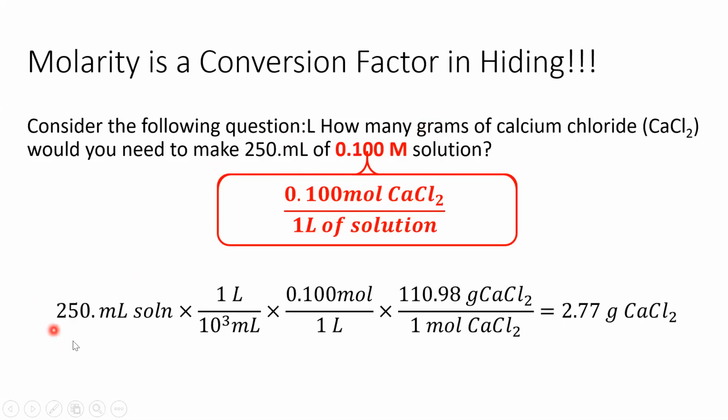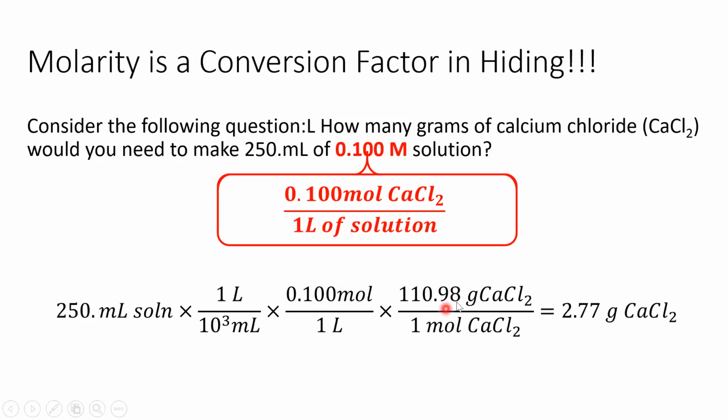So if we have 250 milliliters of solution, this is what we're given. Notice there's a decimal here that tells us there are 3 digits. The first thing we're going to do is convert that volume to liters. Once we have the volume in liters, we can use our molarity as our conversion factor. We're going to convert from liters to moles. Now, once we're at moles of calcium chloride, we can go from moles to grams.